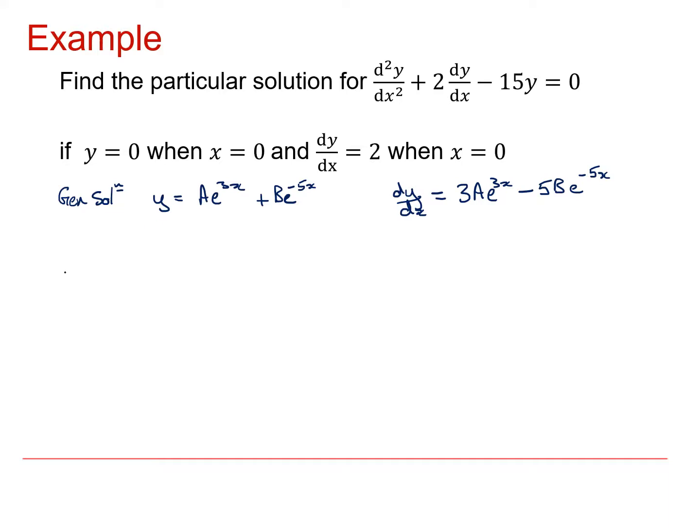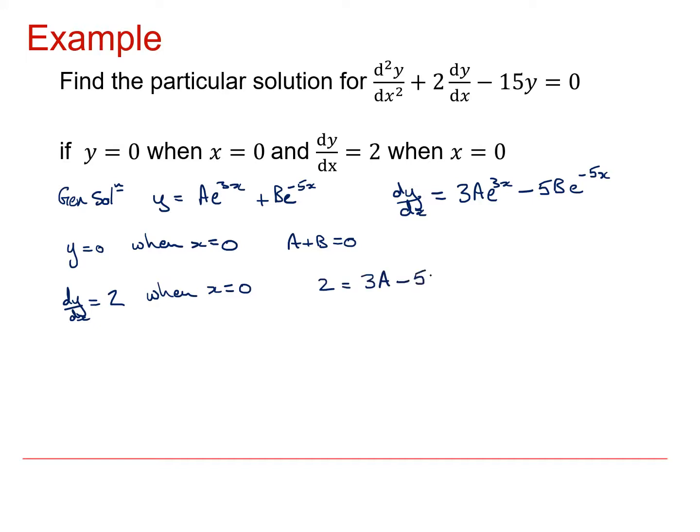And so starting out, I can put in that y equals 0 when x equals 0, and that's going to give me that a plus b is equal to 0. The second piece of information is that dy by dx is equal to 2 when x equals 0. And so that's going to give me that 2 is equal to 3a minus 5b.